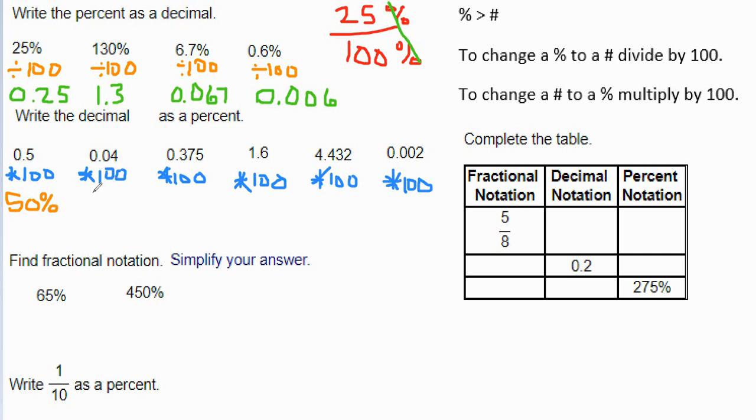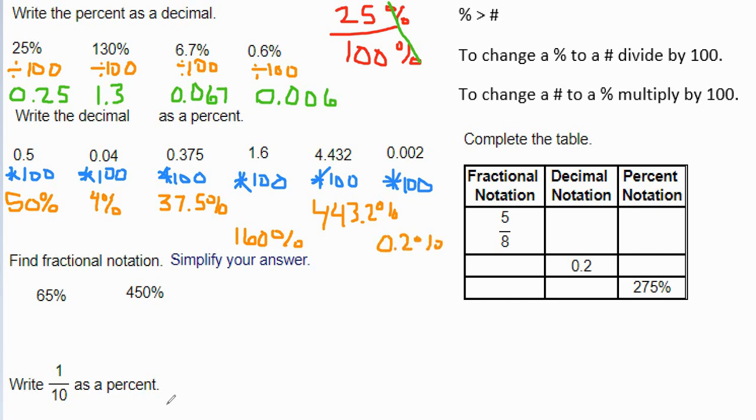0.04 times 100 is 4%. 0.375 would be 37.5%. 1.6 times 100 would be 160%. Notice that the percents look bigger than the number for each of them. 4.432 times 100 is 443.2%. And finally, 0.002 times 100 would be 0.2%.